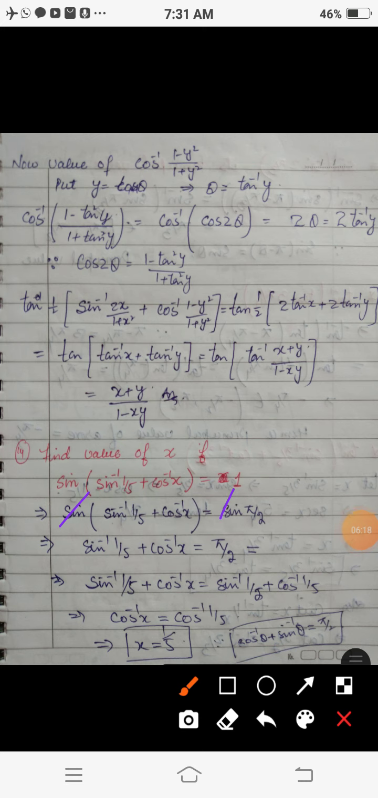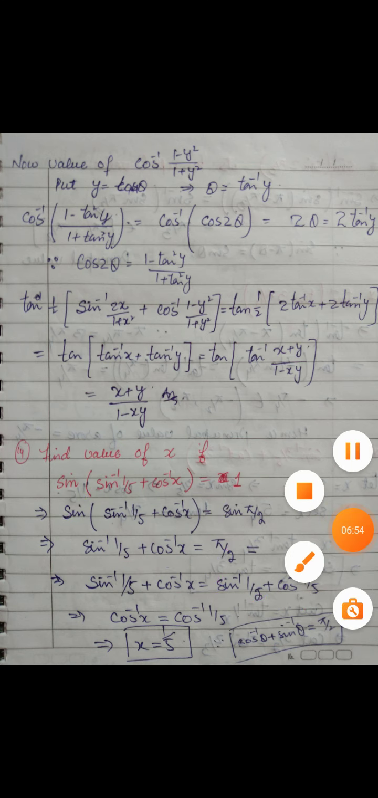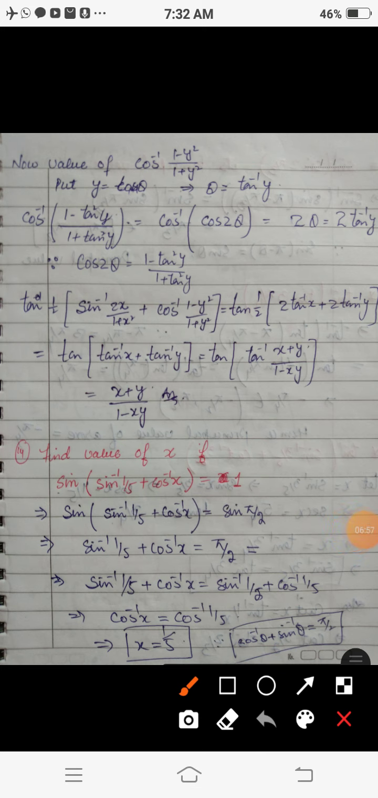So this sine and sine inverse cancel, and we get sine inverse of 1 upon 5 plus cos inverse x is pi upon 2. Now sine inverse x plus cos inverse x is pi by 2, which implies in particular that sine inverse of 1 by 5 plus cos inverse of 1 by 5 is pi by 2, because sine inverse x plus cos inverse x is pi by 2 is true for every real value of x.